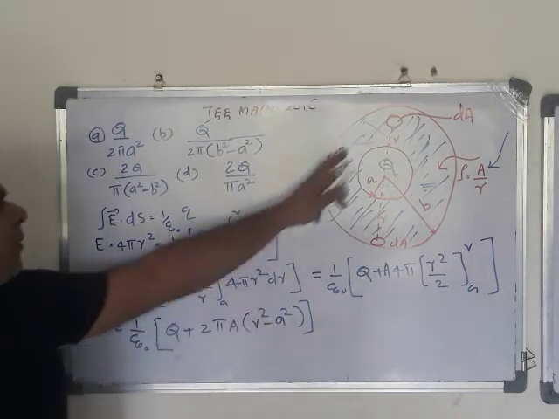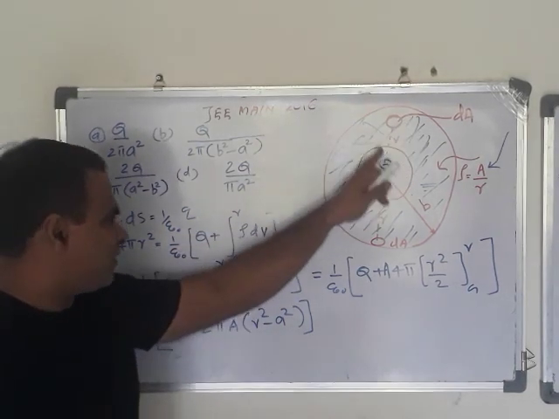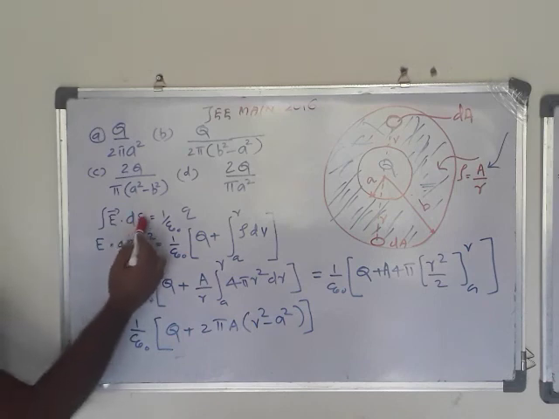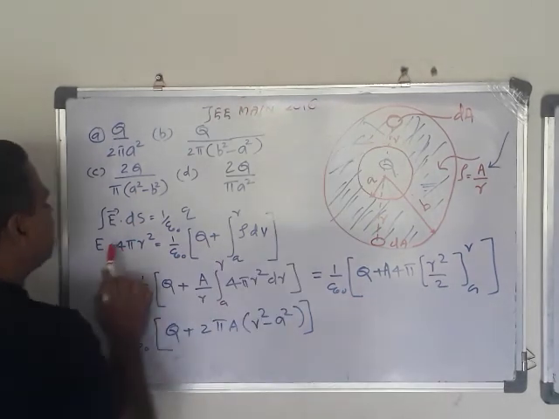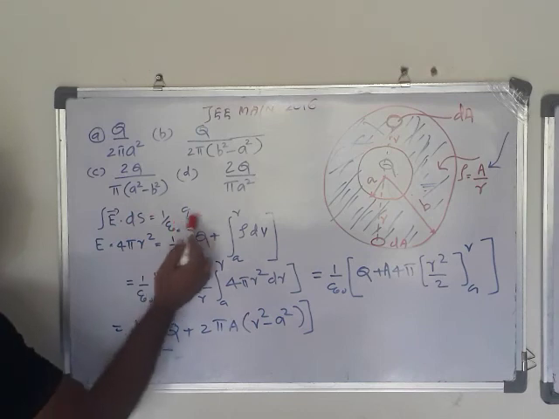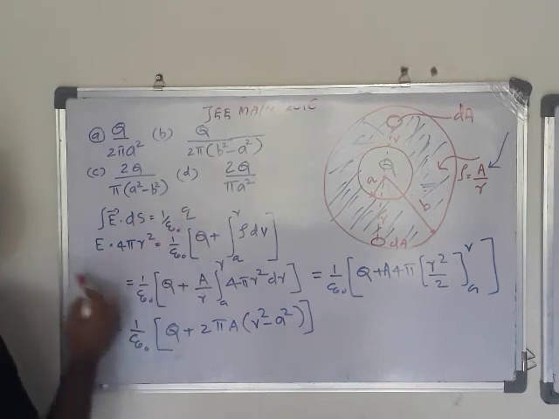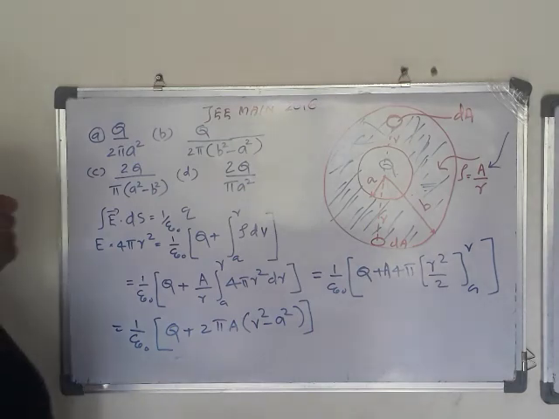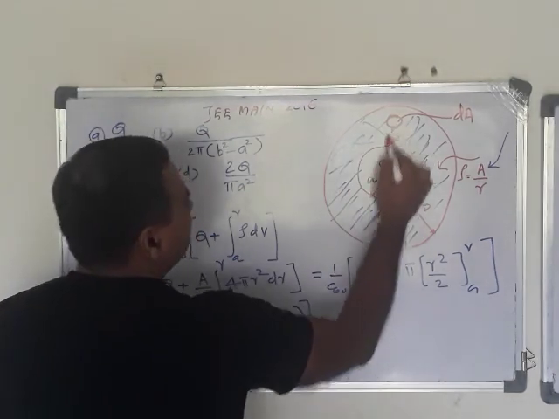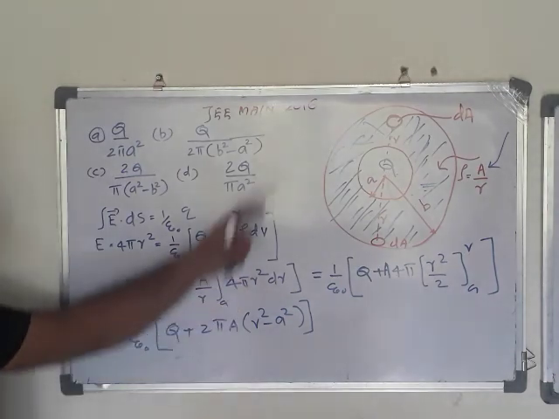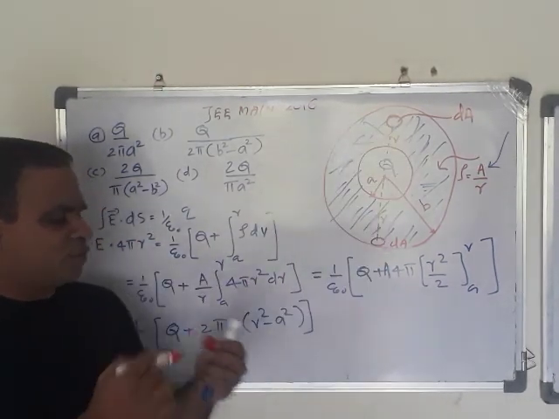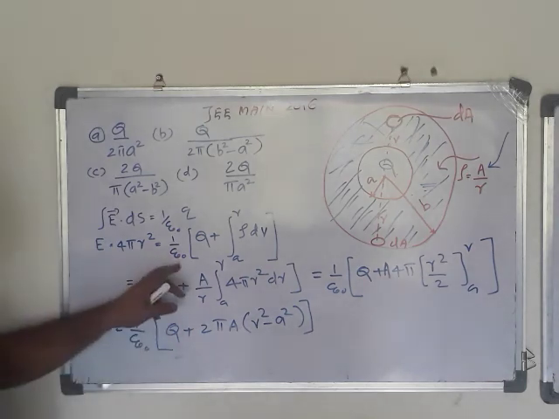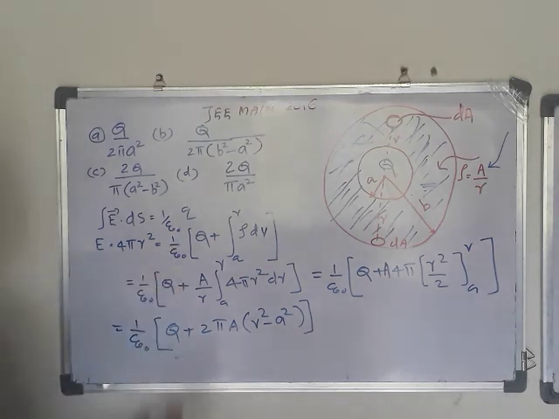E into ds, I am assuming this is the dA and this is the r. So E into ds, ds should be the surface area. So E dot dA is equal to 1 by epsilon 0 times q. So E into 4 pi small r square. I am taking a small area dA and the distance, that is a variable, but here we are assuming r is the distance towards that dA. So E into 4 pi r square is equal to 1 by epsilon 0 times q.